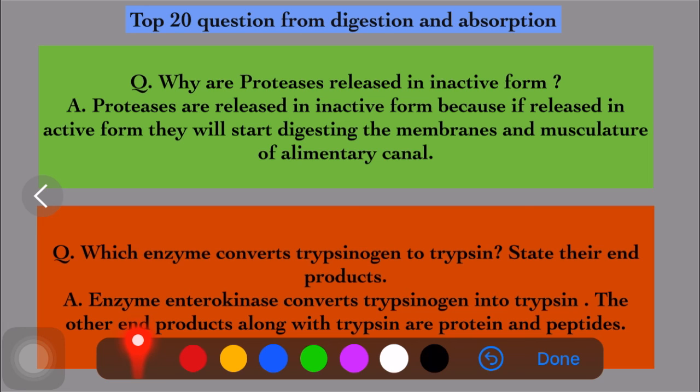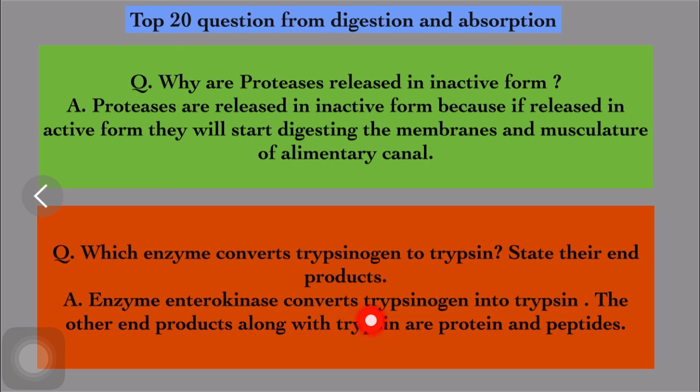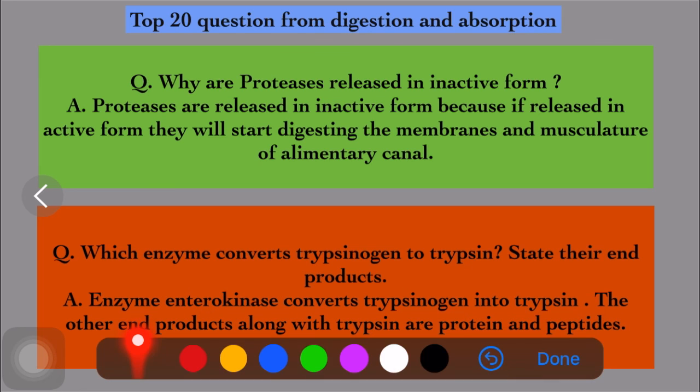The next question is: which enzyme convert trypsinogen to trypsin? State their end products. So enzyme enterokinase converts trypsinogen into trypsin. The other end products which are released along with trypsin are protein and peptide.